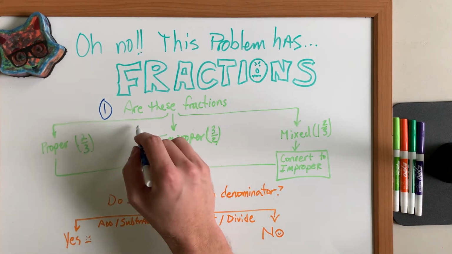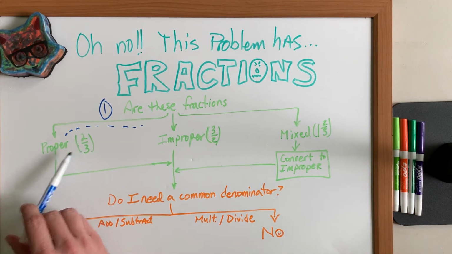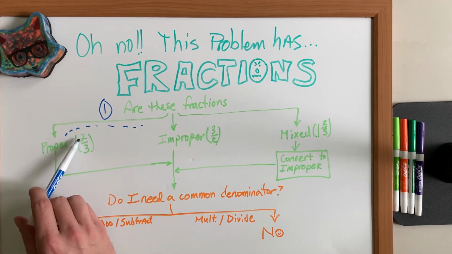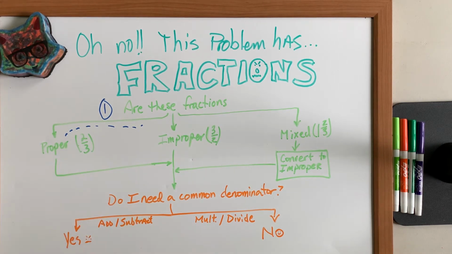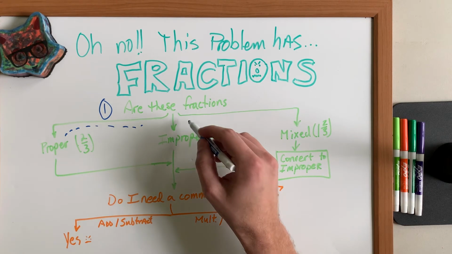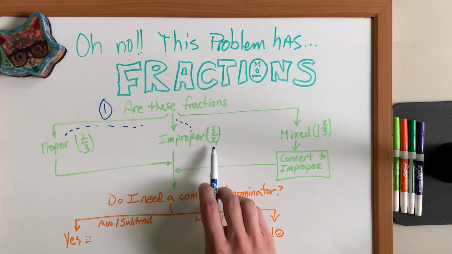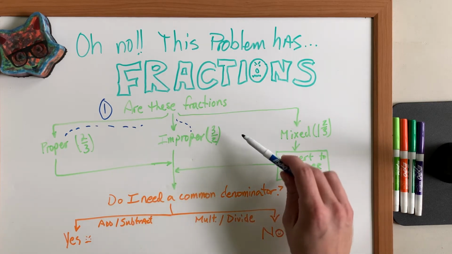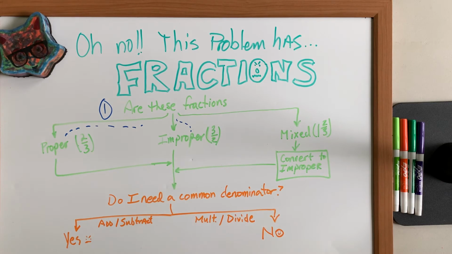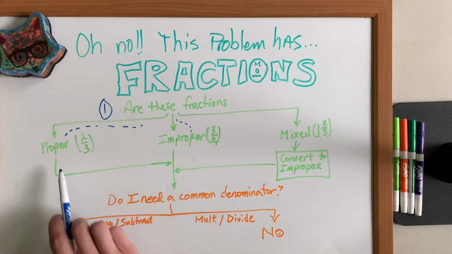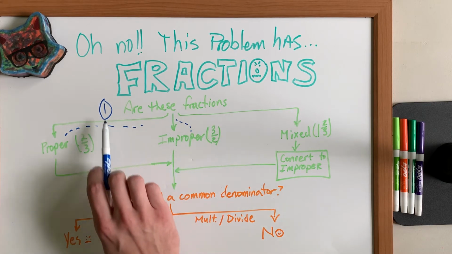So you might have fractions that are proper. And here's an example. A proper fraction has a numerator that is smaller than the denominator, and it has a value that's less than 1. Maybe you have an improper fraction, which has an example here, and this is a fraction where the numerator is bigger than the denominator, and the fraction has a value that is greater than 1. If you have these kinds of fractions, you don't need to do anything with step 1.